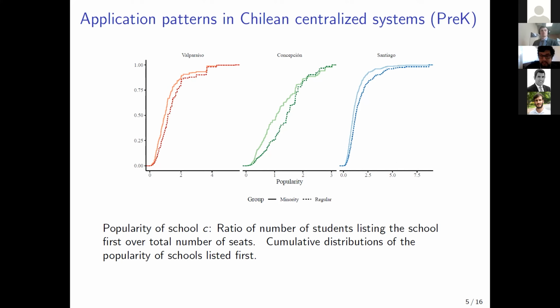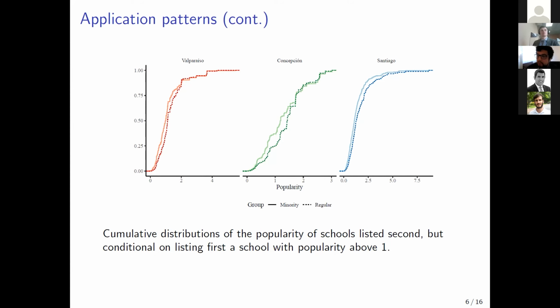We have also run some tests, so this is not just about pictures. We also get the same result when we consider the school listed second, but conditional on listing first a school with popularity above 1. So conditional on listing first a very popular school, we just look at the school listed second, and as you can see, again regular students tend to apply more to popular schools. So this is the evidence supporting the idea that minorities do not really apply to high demand popular schools.